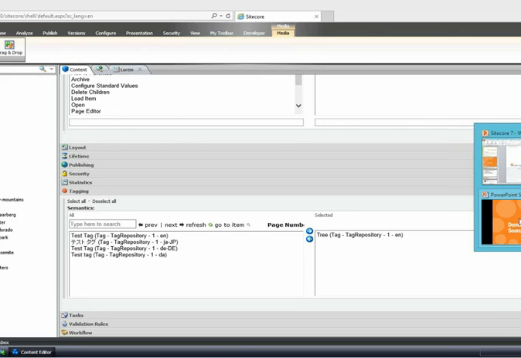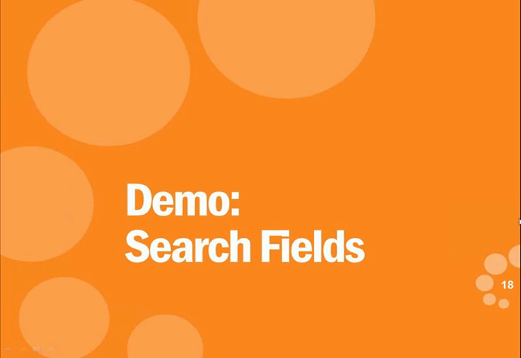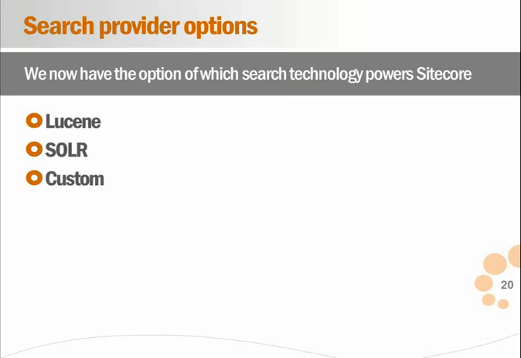We can either use the traditional Lucene, or there's now out-of-the-box support for Solr, which is another very popular search engine. We've also got the capability to plug our own search technology in. So for example, we may have Microsoft Fast, and we want to use Microsoft Fast to provide the searching capabilities on the website, both on the front end of the website as well as the back end of the website.